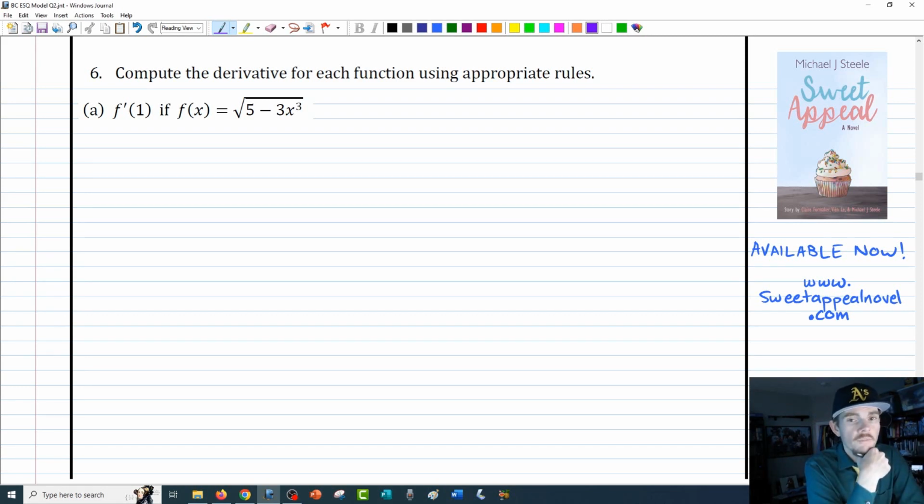Now, in each of these problems, it's not going to tell you which derivative rule to use. You're going to have to select the appropriate procedure. So it's really imperative that when you look at the function, you inspect its structure so you can decide exactly what you're going to do with it.